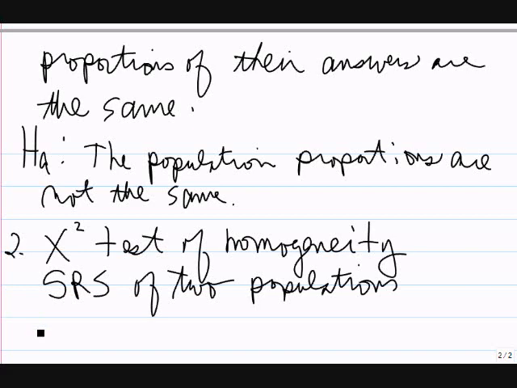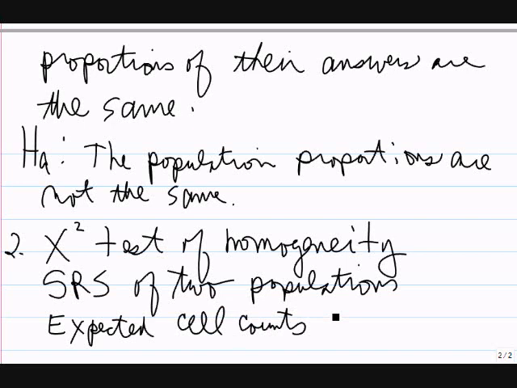My other condition is that the expected counts, and we call these cell counts, are all greater than 5, or if I have an expected count that's between 1 and 5, that I don't have more than 20% of my expected counts between 1 and 5. Okay. So, how do I get my expected counts?